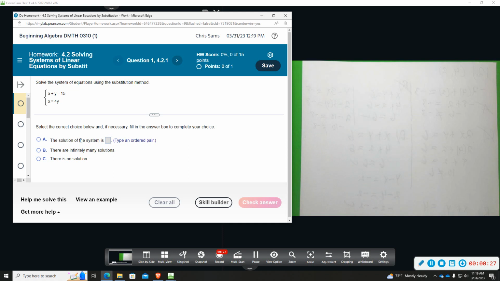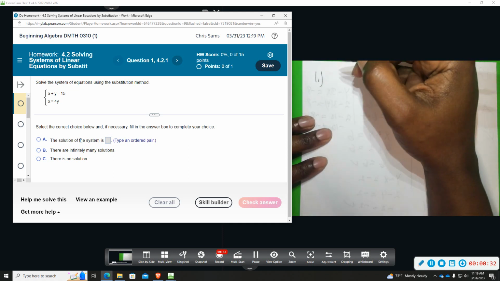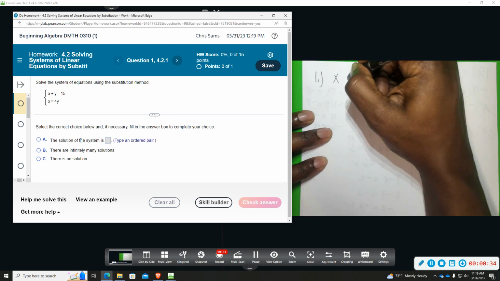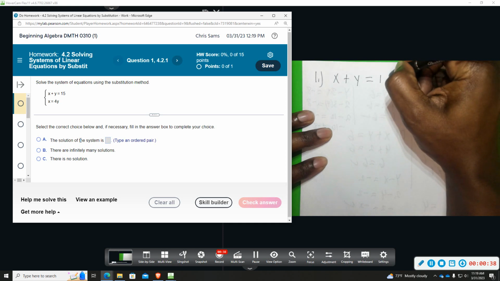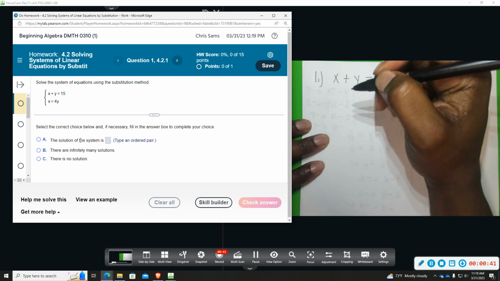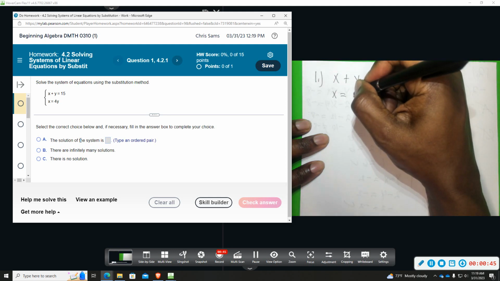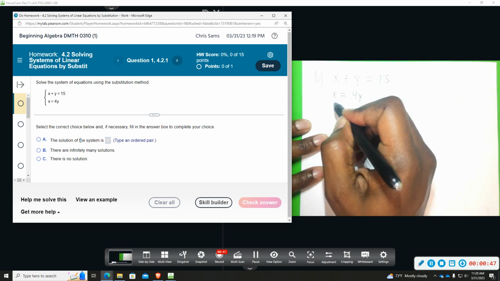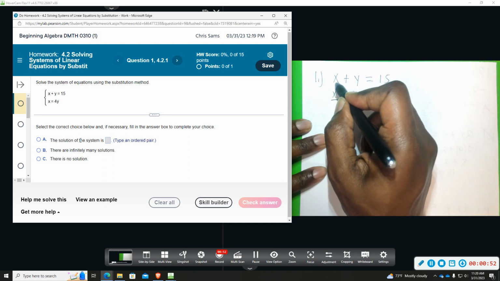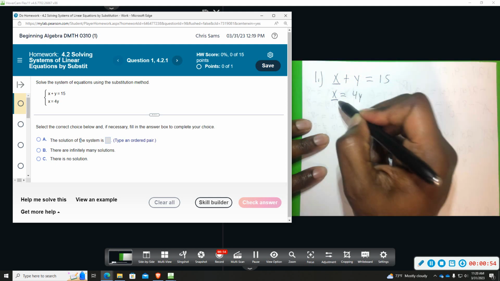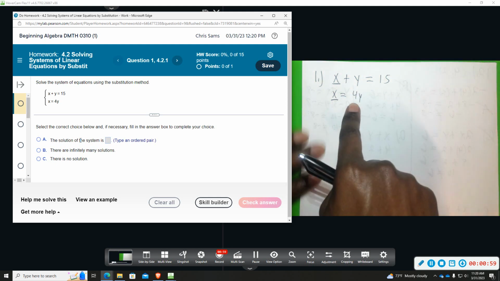So, starting out, number one, we have two equations. We have x plus y equals 15, and we have a second equation, x equals 4y. Now, since x is by itself, we're going to substitute x into this equation. We're not going to put an x there because we already have an x. We're going to put what x is equal to. X is equal to 4y.